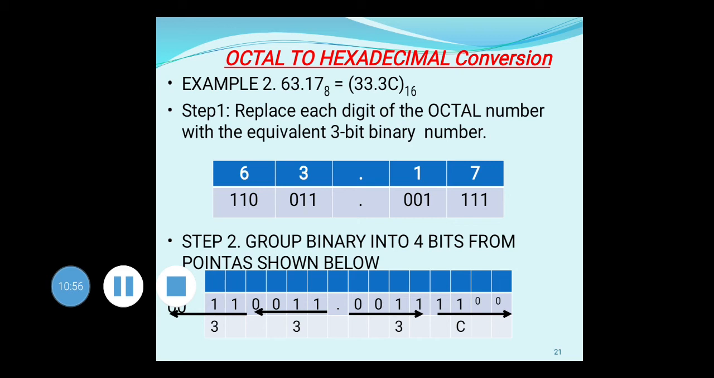And after this, you are going to represent each 4 bits with its equivalent number. So now here we'll start from the integer side. 0011 stands for 3. Again 0011 stands for 3. Point as it is. Then 0011 stands for 3 and 1100 stands for C. So the final answer is 33.3C. I hope you have understood octal to hexadecimal conversion.